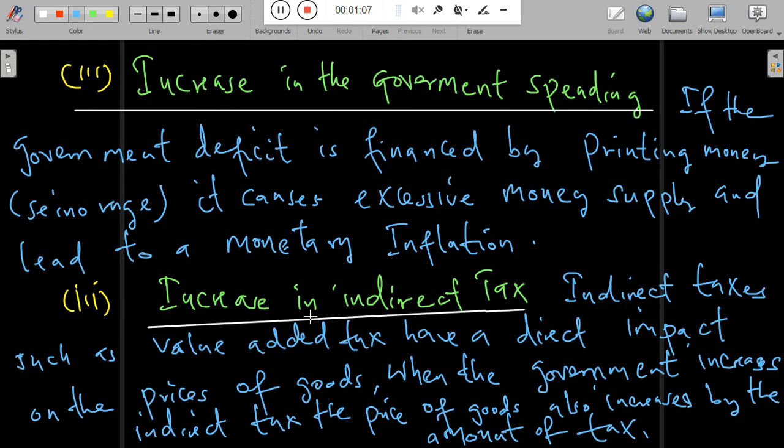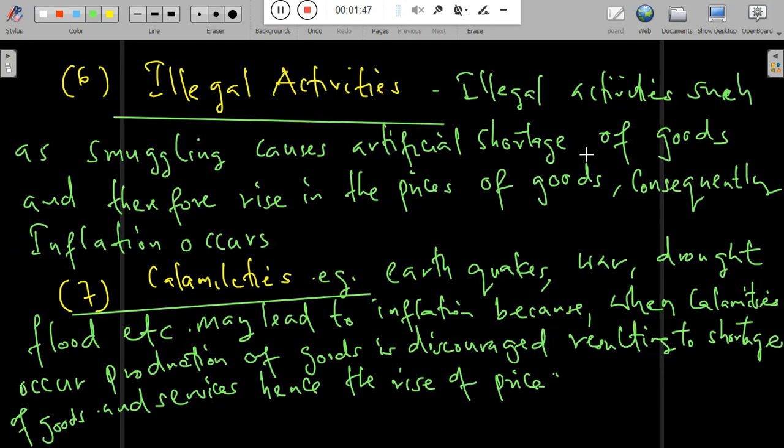But also the increase in government spending. If the government deficit is financed by printing money, it causes excessive money supply and leads to monetary inflation. Also the increase in indirect tax. Indirect taxes, such as value-added tax, have a direct impact on the price of goods. So when the government increases indirect tax, the price of goods goes up, resulting in inflation.